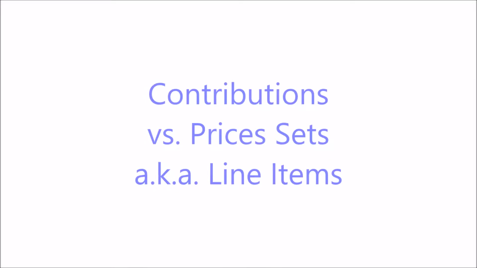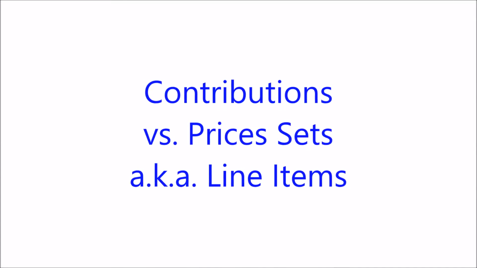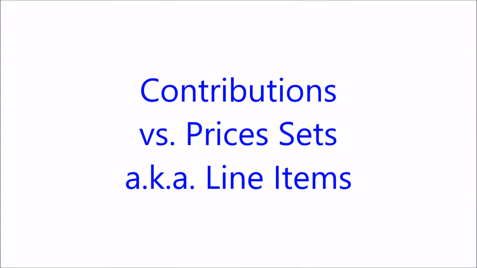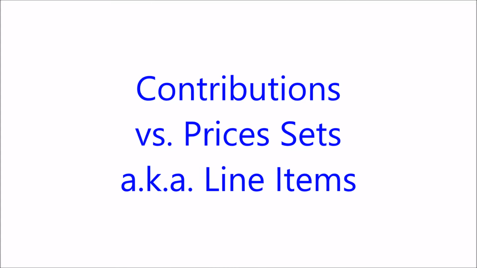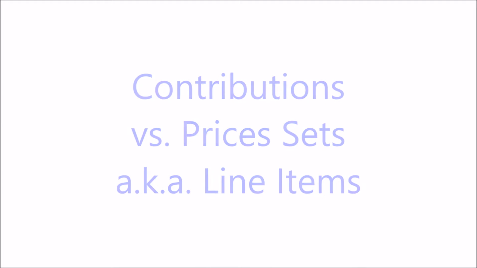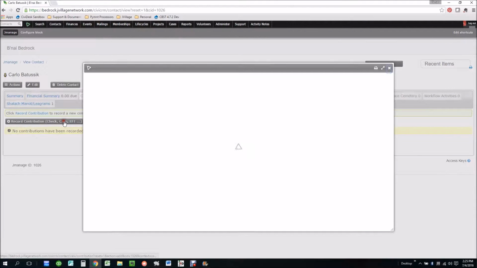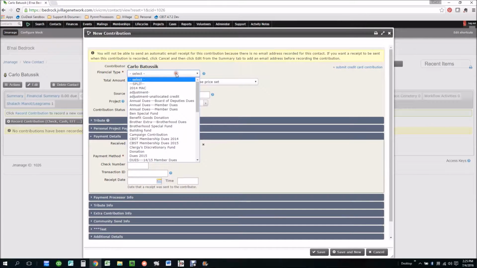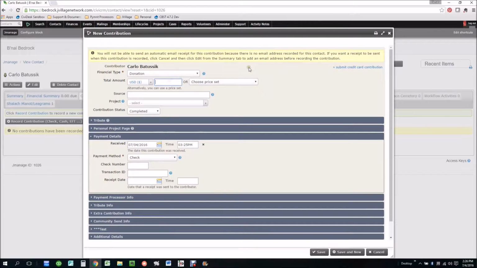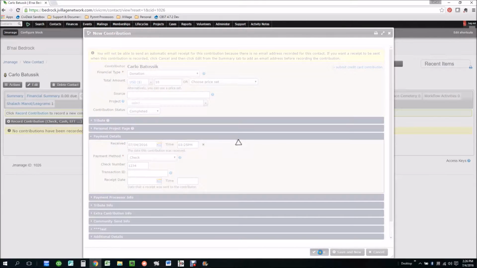So let's talk a little bit about contributions versus contributions that use price sets. It is the line items that you are going to be transferring to your general ledger software. The easiest way to explain this is for us to record two contributions, one that doesn't use a price set and another that does use a price set, and then look at the difference as to how they appear on the financial summary tab. So let's just record our first contribution without a price set. We'll just make it a generic donation and we'll leave it paid by check, and we'll click Save.